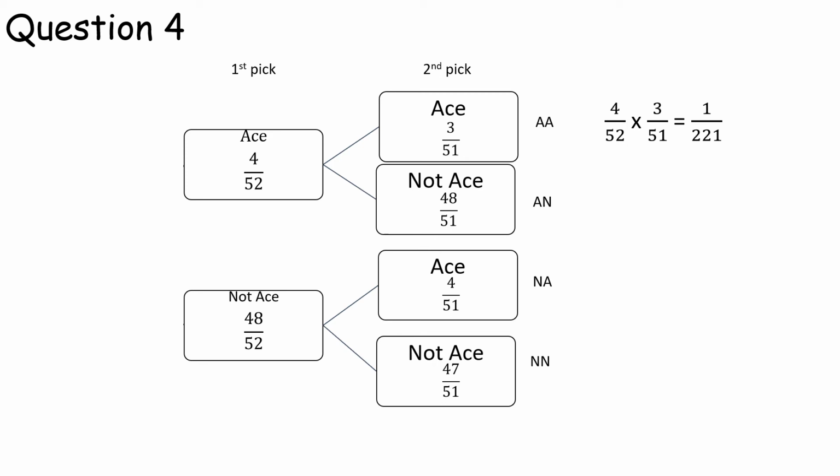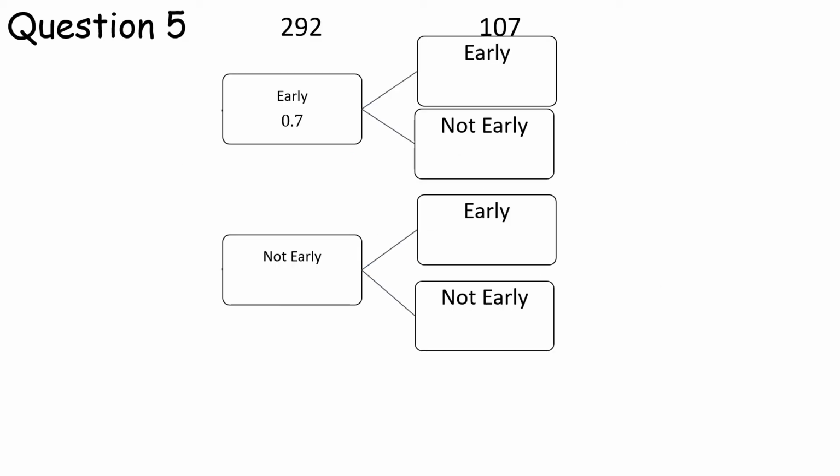The second part of the question is to find the probability that the second card is an ace and the first card is not an ace. So we follow the not ace-ace branches, we multiply, and we get 16 out of 221. Question 5.